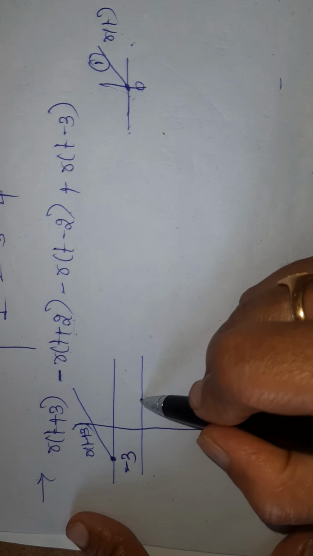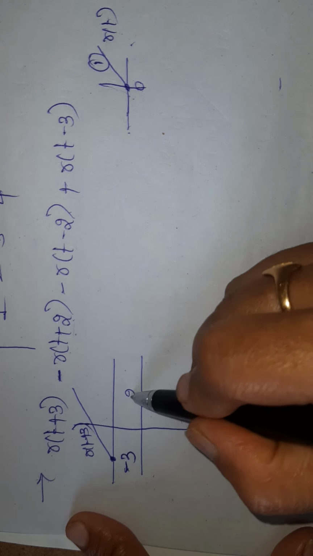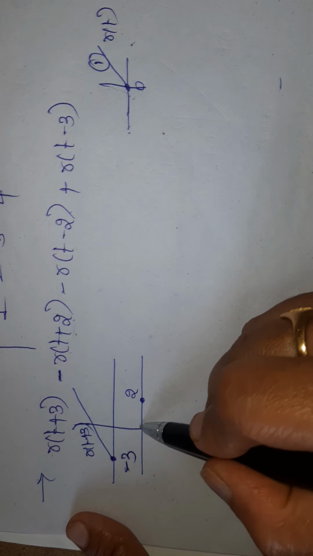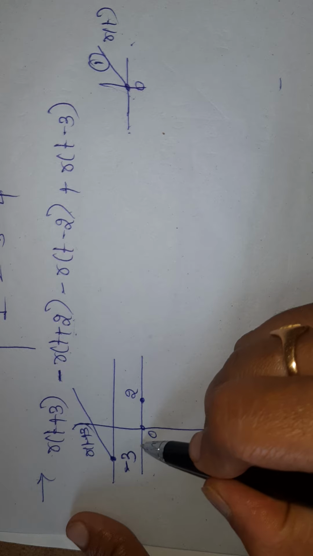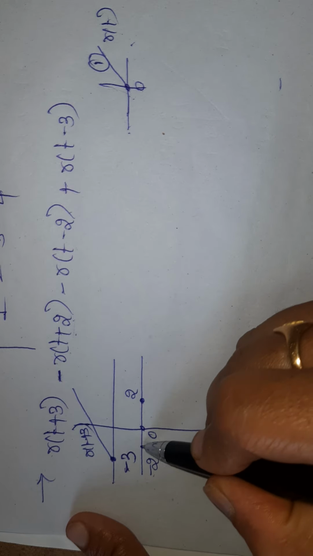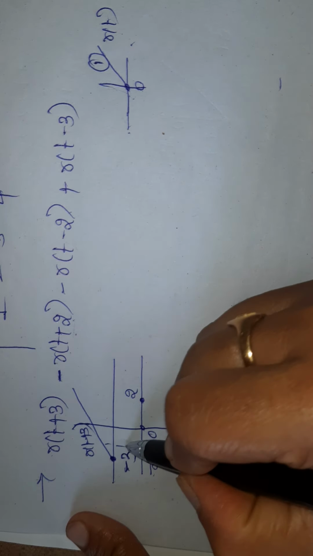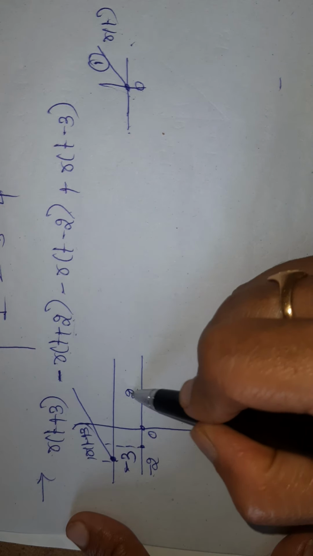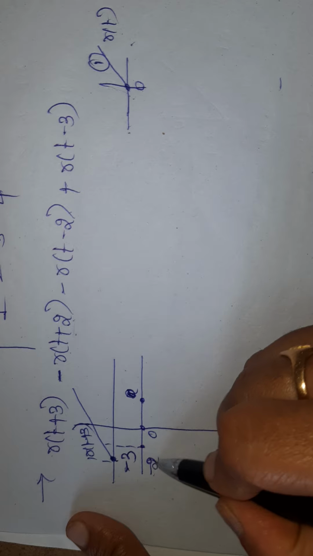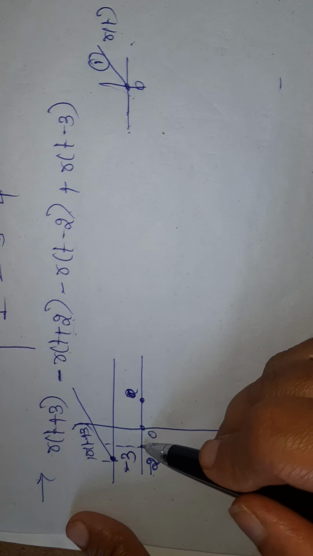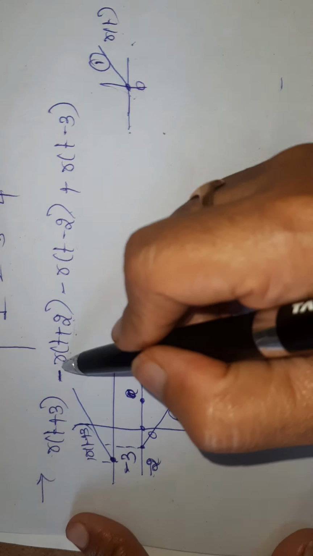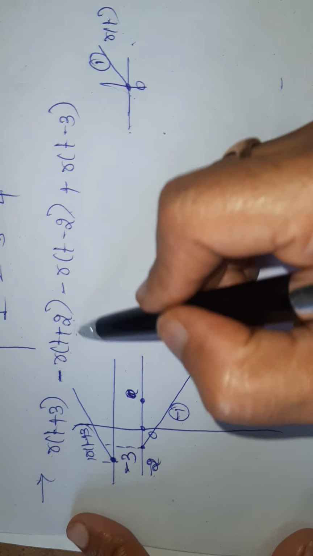So this is 2. Okay, so this is minus 2. This is minus 3. This is minus 2. You should consider minus values. It is advanced version. So from minus 2 I am having minus slope. How much slope? Minus 1. R of t plus 2.